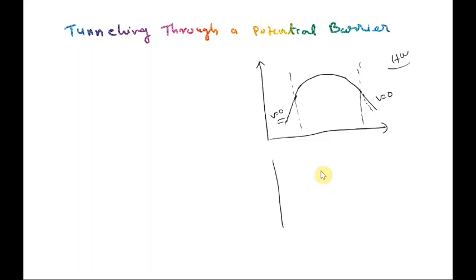What I'm doing now is something like this, and there is a potential inside. Here I have V equal to 0, V equal to 0. So this is region 1, this is 2, and this is 3. Now, what is the momentum of the particle in this region? It's not having any x dependence, it's a constant potential, and P is going to be root 2 mE.